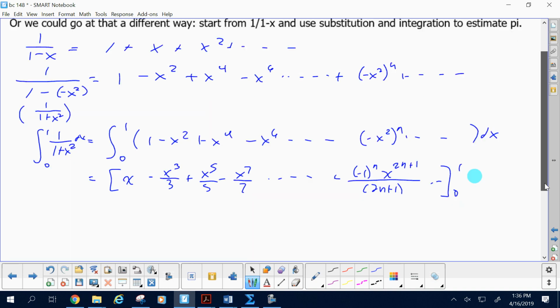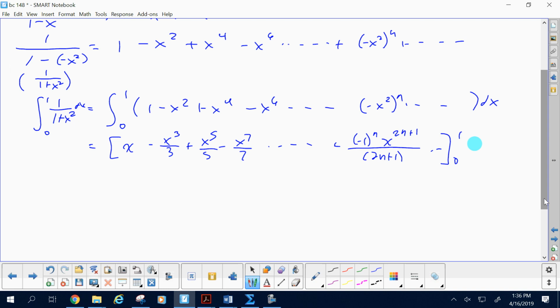You see where I'm coming from? I didn't want to run the power rule on both of that stuff. I separated it into negative and the x. Okay, so at 1, the series becomes 1 minus a 3rd plus a 5th minus a 7th plus a 9th minus an 11th, and that represents pi over 4, right?